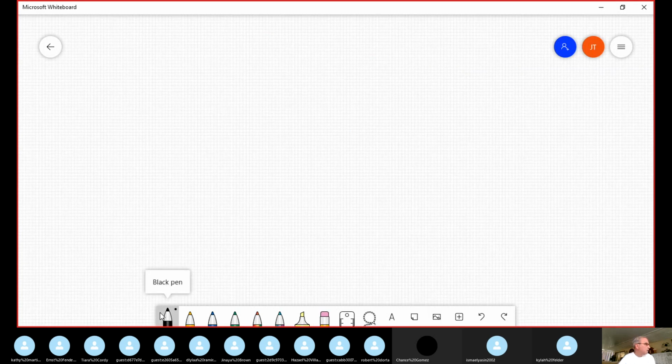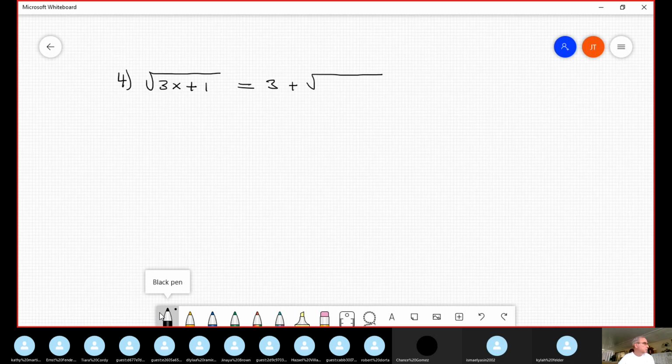Okay. Copy number 4 example is square root of 3x plus 1 is equal to 3 plus square root of x minus 4. Remember, step 1 is isolate one radical. But this is already isolated. So this radical is already isolated. So I take advantage of this.